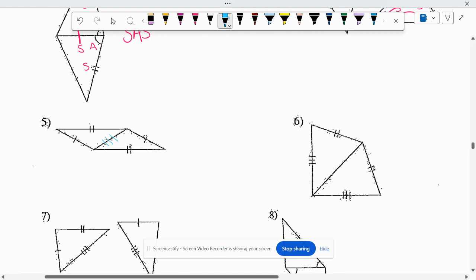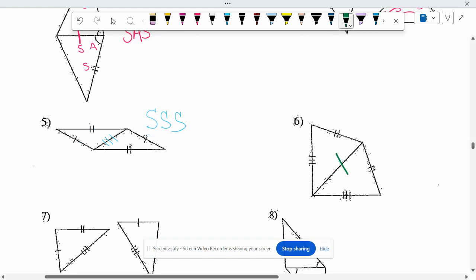Okay, what about this next one? This is common side, right? So side, side, side. This works. What about this next one? Yeah, side, side, side. Ooh, that's already marked like that. Let's just have one mark.